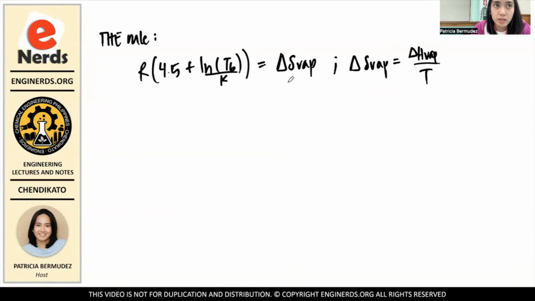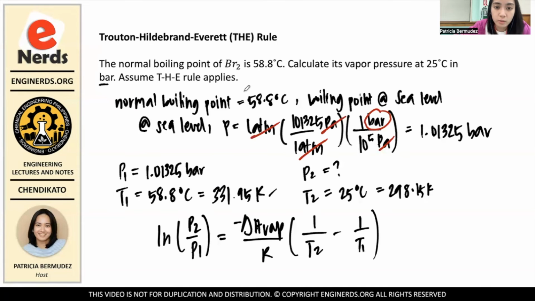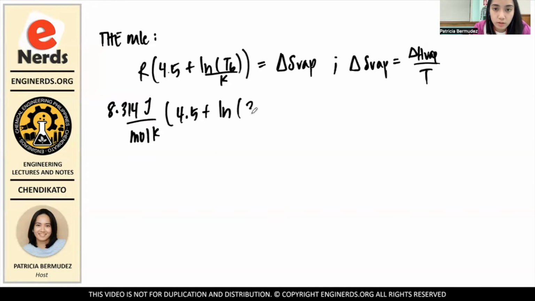So, to find the delta S of vaporization, we substitute that into this rule. So, for R, we use 8.314 joules per mole Kelvin. And then 4.5, wala yung unit, plus ln. Ano yung boiling point natin? 331.95. So, 331.95 Kelvin per Kelvin. Okay? Yan yung equation natin. Ito per Kelvin. Okay.